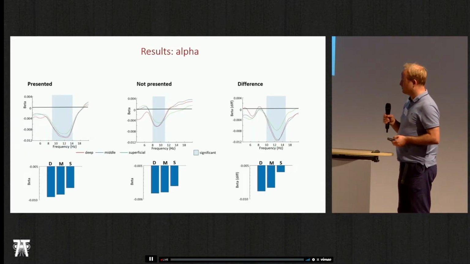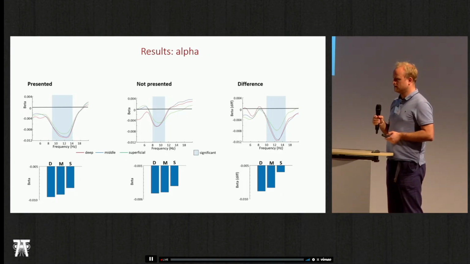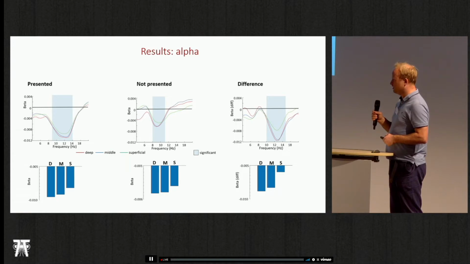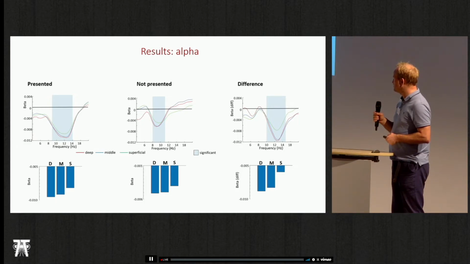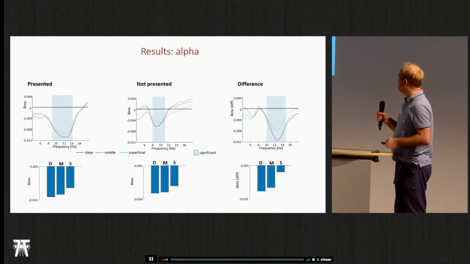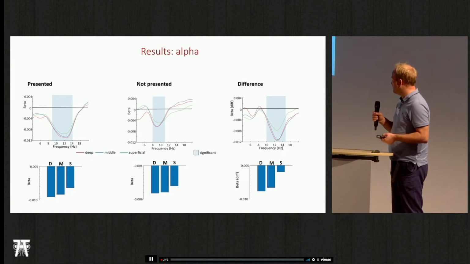Now for the alpha results. The results are slightly stronger here, but also a bit more complicated. On the left, we have again the relationship for the presented stimulus, and this is the not presented stimulus. In both cases, we find a negative correlation. But if you look closely, you can already see that the peak is slightly different. For the presented stimulus, there's a peak around 10 to 14 hertz, roughly, where the negative correlation is strongest. For the not presented BOLD signal, the relationship with alpha is actually in the lower alpha range.